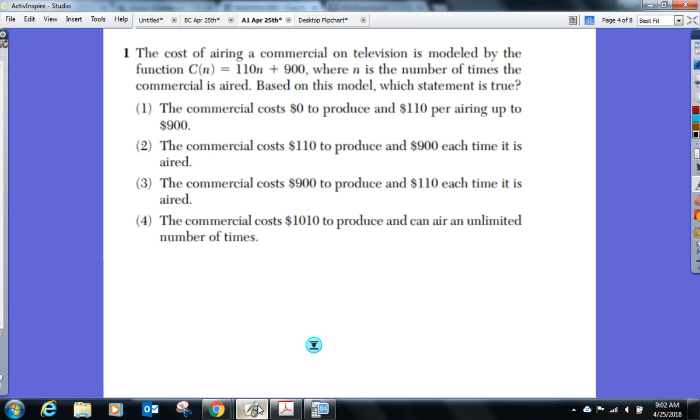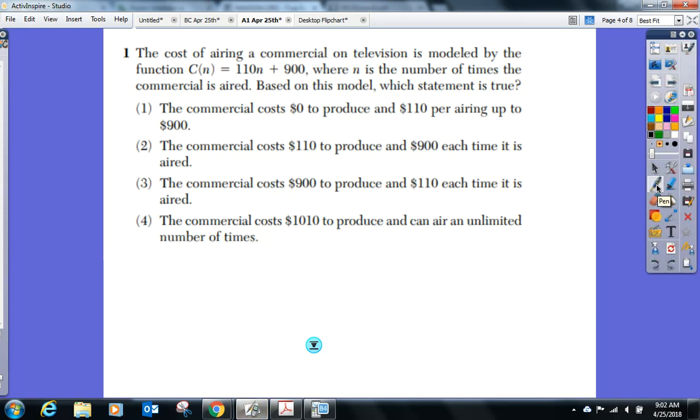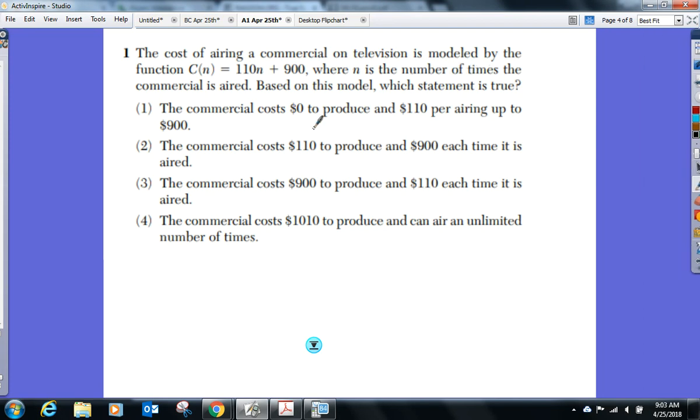Okay, so back to the June 2015 Regents, number 1. Okay, 110N plus 900. N is the number of times the commercial is aired. What's the N paired with in the equation? The N is paired with the 110. Okay, so according to here, the commercial costs $900 to produce, $110 per airing. You guys can read through this. This is the first question. I don't think it's too bad.